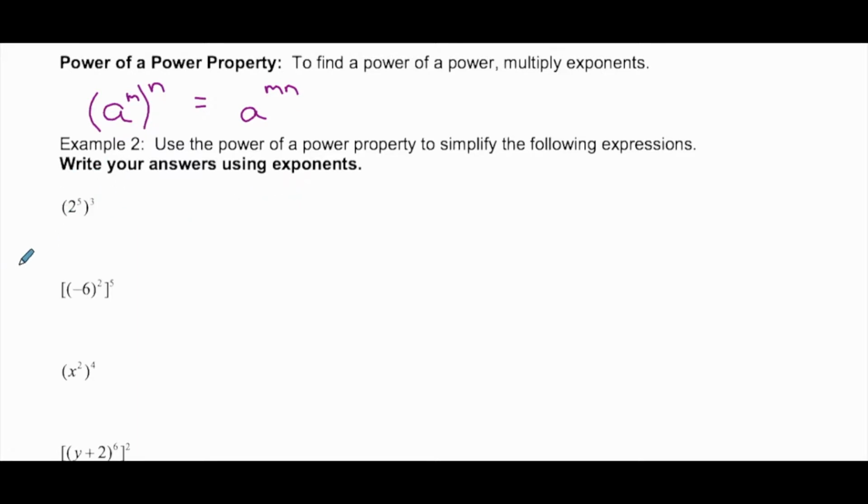So here's an example to show you why that happens. If I have 2 to the 5th to the 3rd, my base is 2 to the 5th. So I'm going to repeat 2 to the 5th 3 times. I can use the product of powers property to then add up the exponents. But adding something 3 times is the same thing as multiplying by 3. So I get 2 to the 15th here.